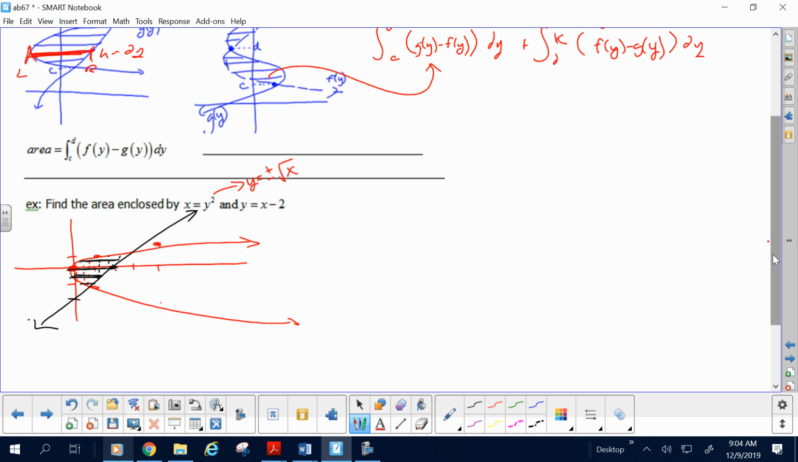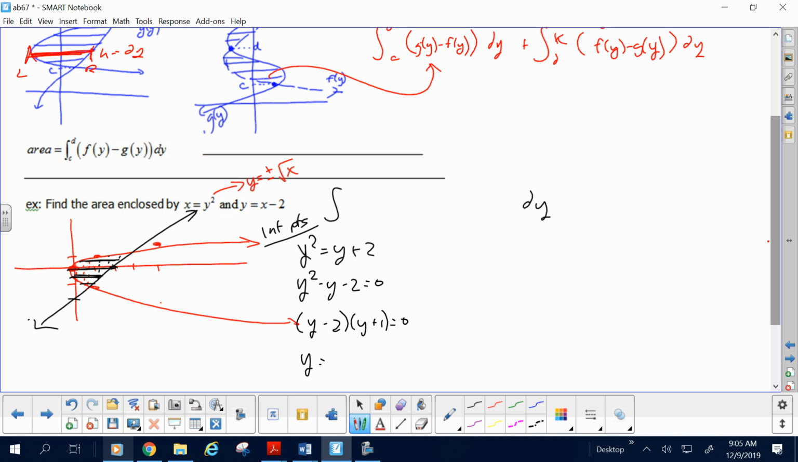Now, what do we first have to do in order to get going here? If we're going to use y, that means this, but now what do we run into? Yeah, we need to set them equal to each other, so something like y squared equals y plus 2, if I find the intersection points. I need to know the bounds of the region. That means y squared minus y minus 2 equals 0. How does that factor? Y minus 2, y plus 1. So your intersection y's are 2 and negative 1. That seems reasonable with my picture. Negative 1 and 2. Okay?